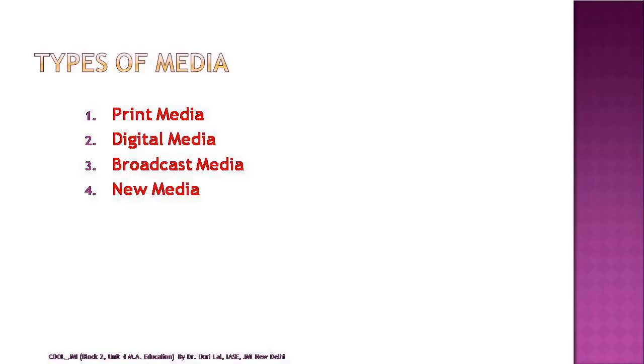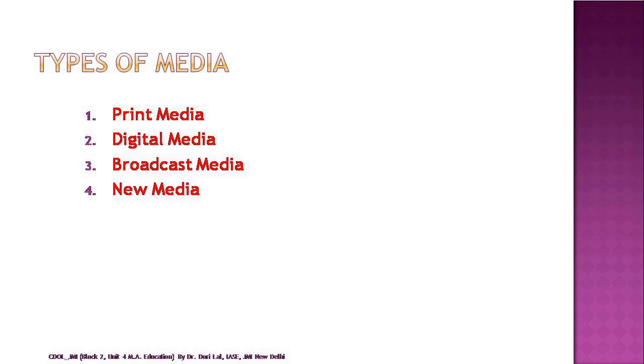There are various types of media. Among them, major categories are print media, digital media, broadcast media, new media. Print media, which include newspapers, weeklies, magazines, monthlies, and other formats of printed journals. Second one is digital media, which is a blend of technology and content. Third one is broadcast media.